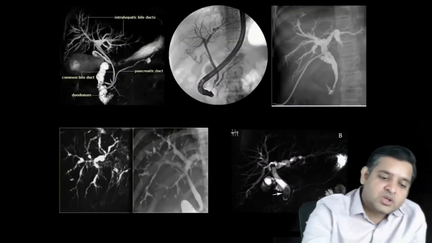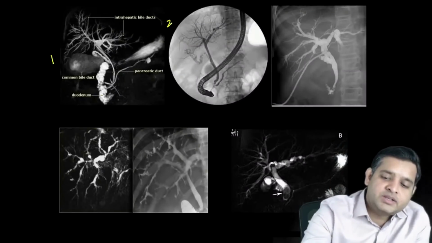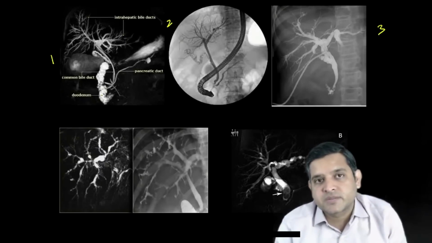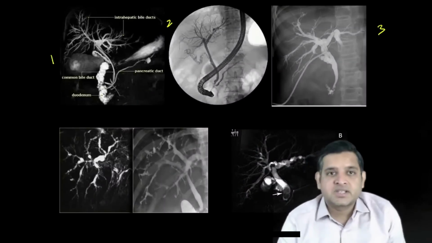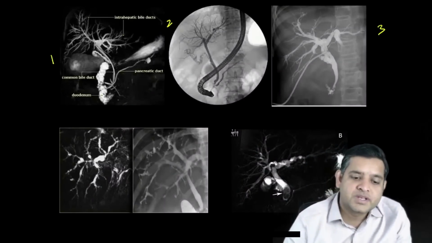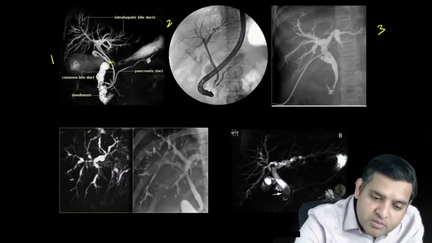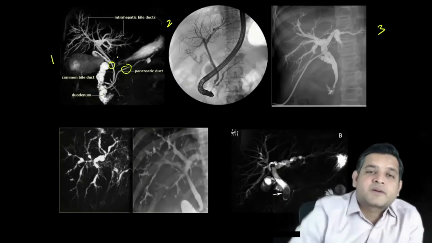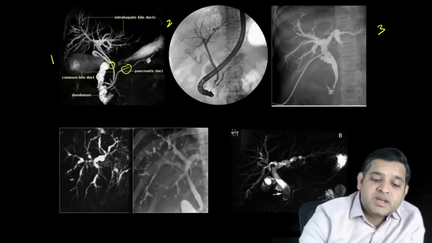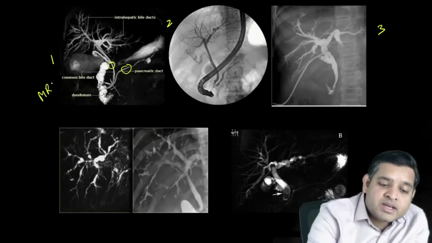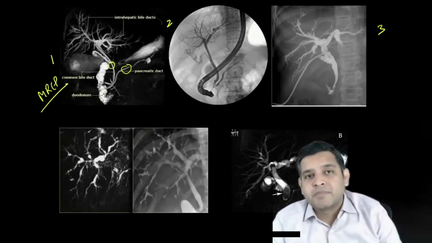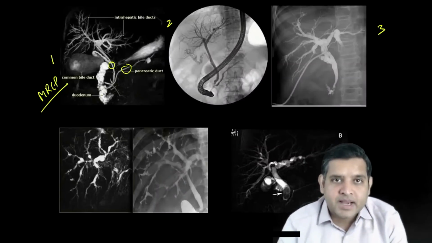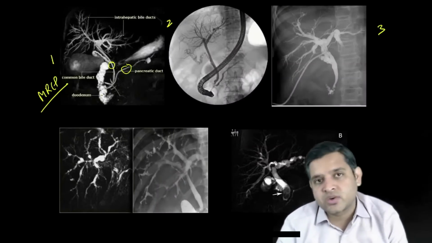Okay. Now this is also a common image that is asked in the exam. 1, 2, 3. Anybody who can tell me what is the name of the investigation that has been shown to you? Please remember, you can see the common bile duct, you can see the pancreatic duct, and the rest everything is totally black. If you see such an image, you are dealing with a case of MRCP, which is magnetic resonance cholangiopancreatography.